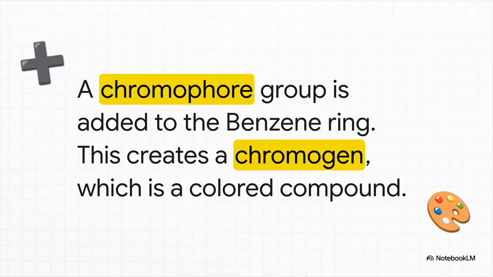To get that color, scientists add a special chemical group called a chromophore. Think of the chromophore as the pigment. It's the part that gives the molecule its color. Once you add it to benzene, you get what's called a chromogen. So now we have color, but we're not done yet.